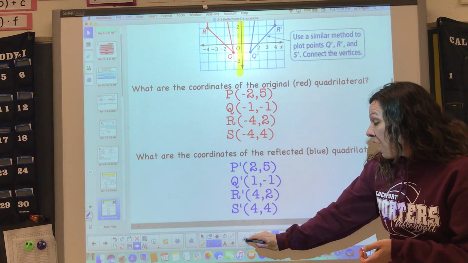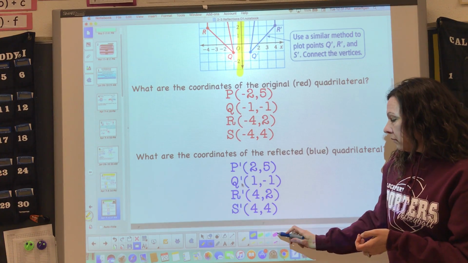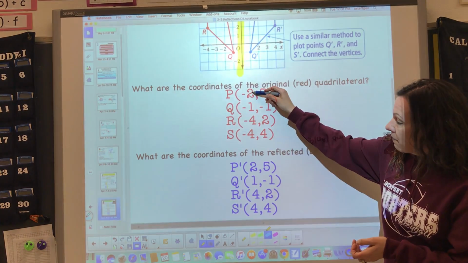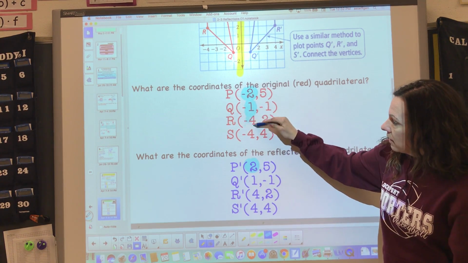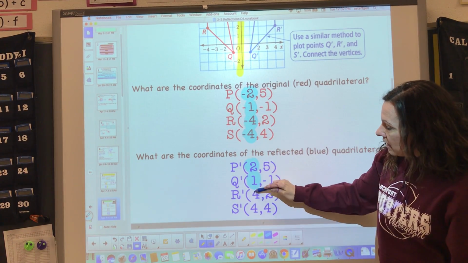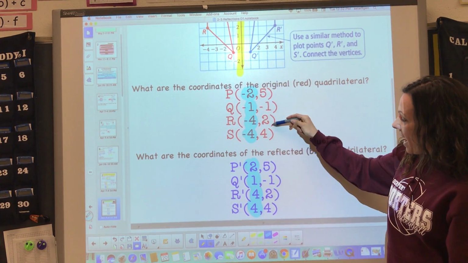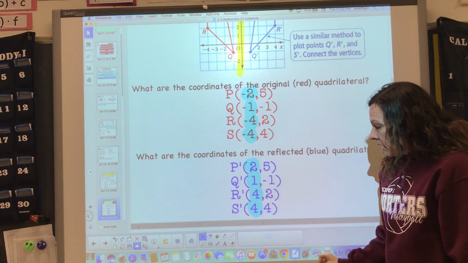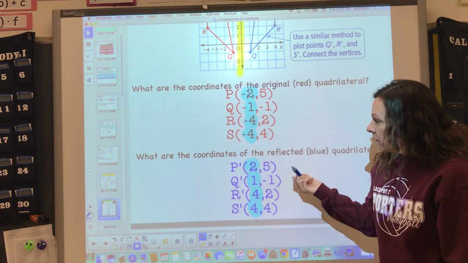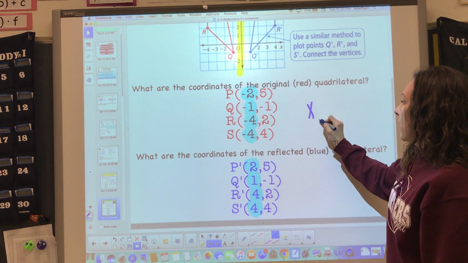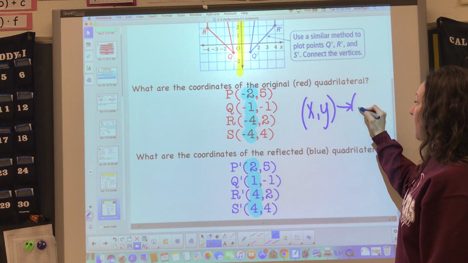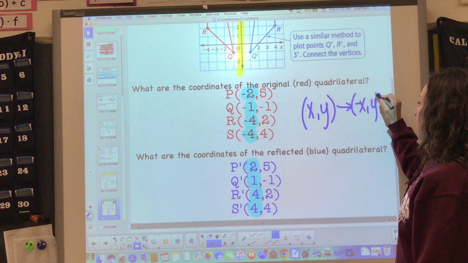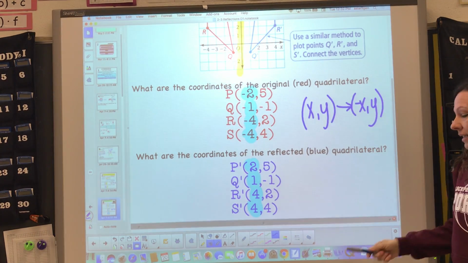So if you notice now, look at my x coordinates. They have all become the opposite, and all my y's stayed the same. So if I'm going to have my original point and flip it over my y-axis, my x coordinate will become the opposite and my y will stay the same.